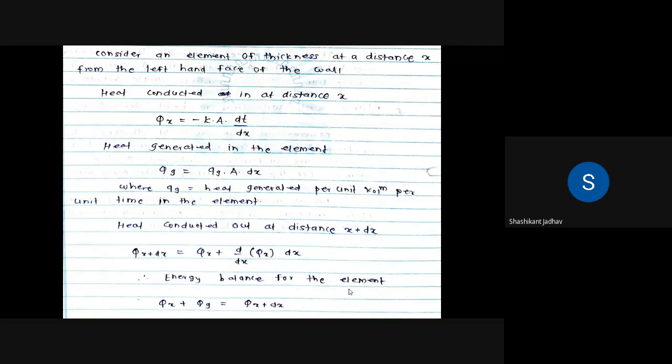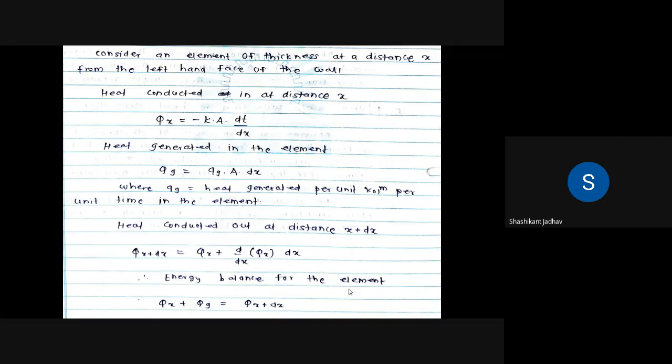First of all, we have to write down the equation for Qx. We have to calculate the heat conducted in at a distance x. So Qx is equal to, we know the standard equation for heat conduction, that is q is equal to k into dT by dx. In that way we have to write down the equation for the heat conducted in at a distance x.